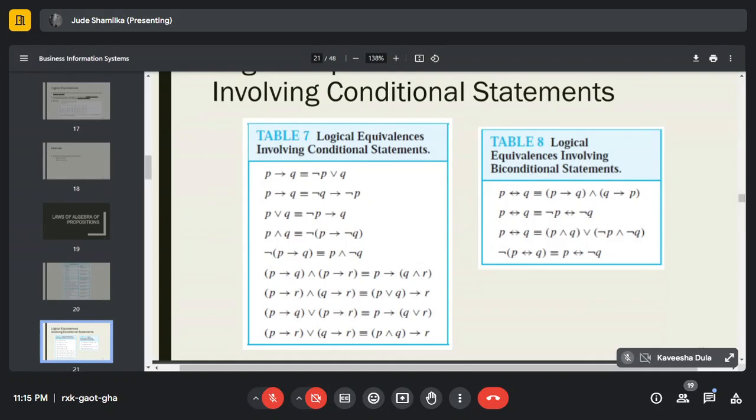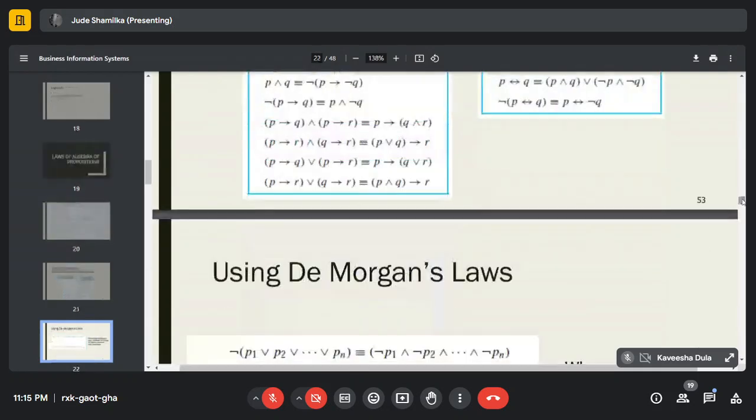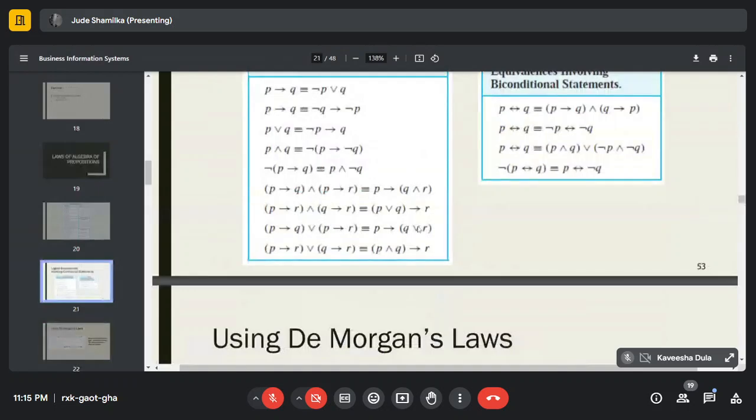So those are equivalent. You can check whether what I'm telling you is true by simply drawing a truth table. Okay. Then what else? Only 15 minutes left. Okay.